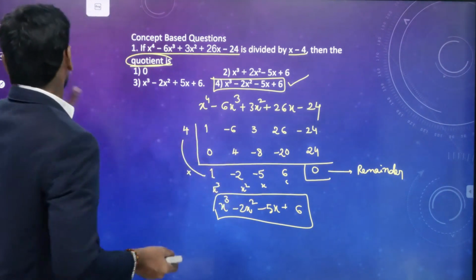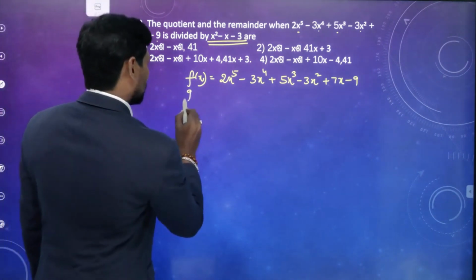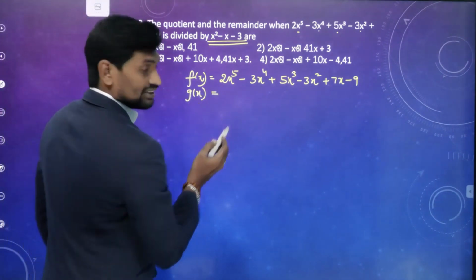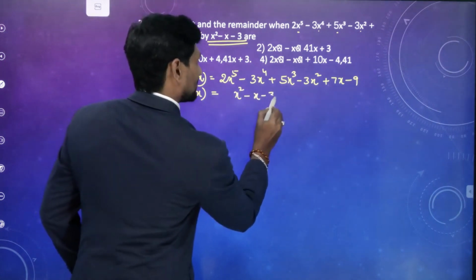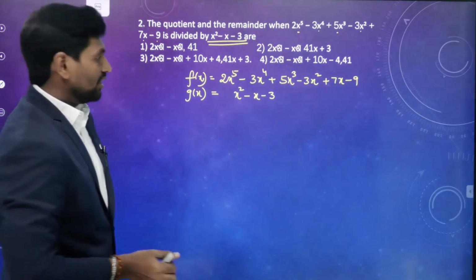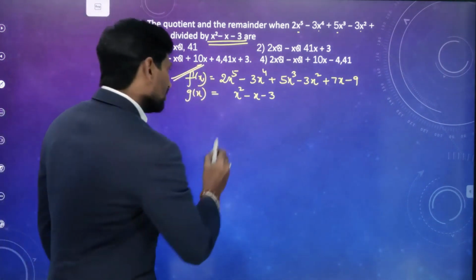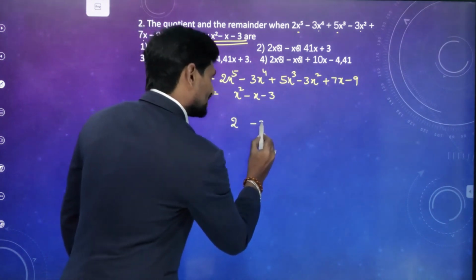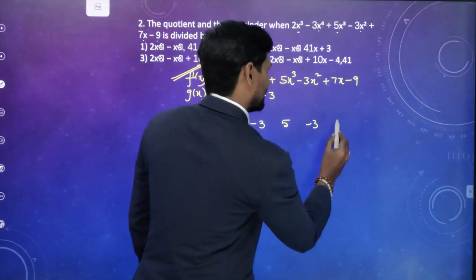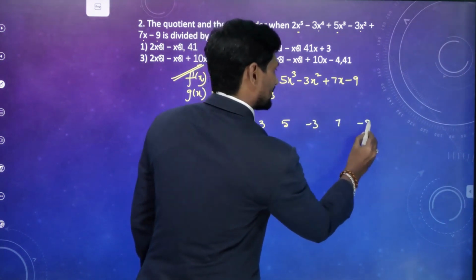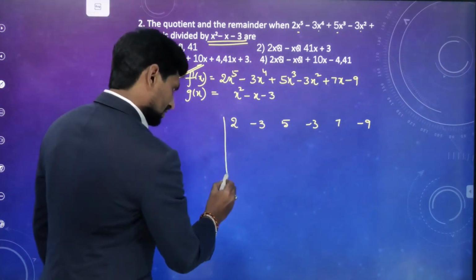Okay. Now here, what is the quadratic polynomial here? Sorry, quadratic polynomial: x square minus x minus 3. Okay. Now first of all, let us write the coefficients of f of x: 2, minus 3, 5, minus 3, 7, minus 9. Okay. Positive symbols no need to write.